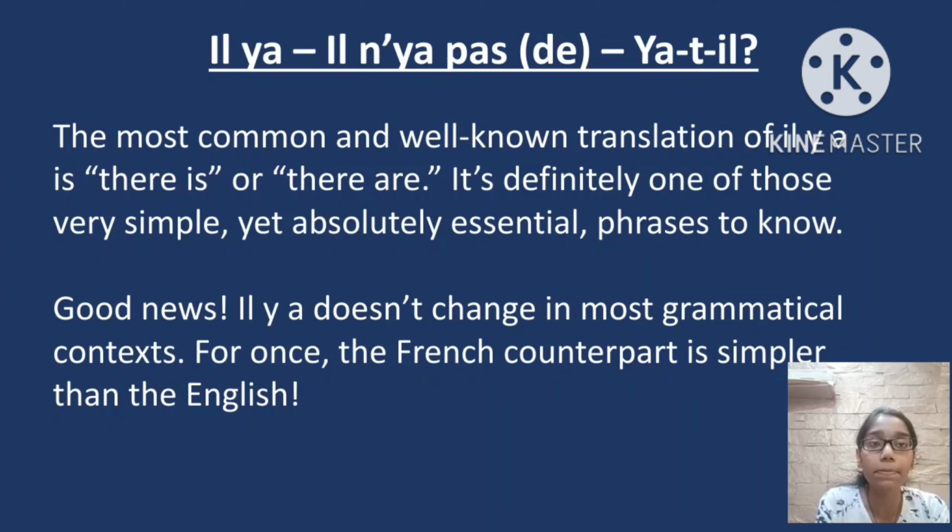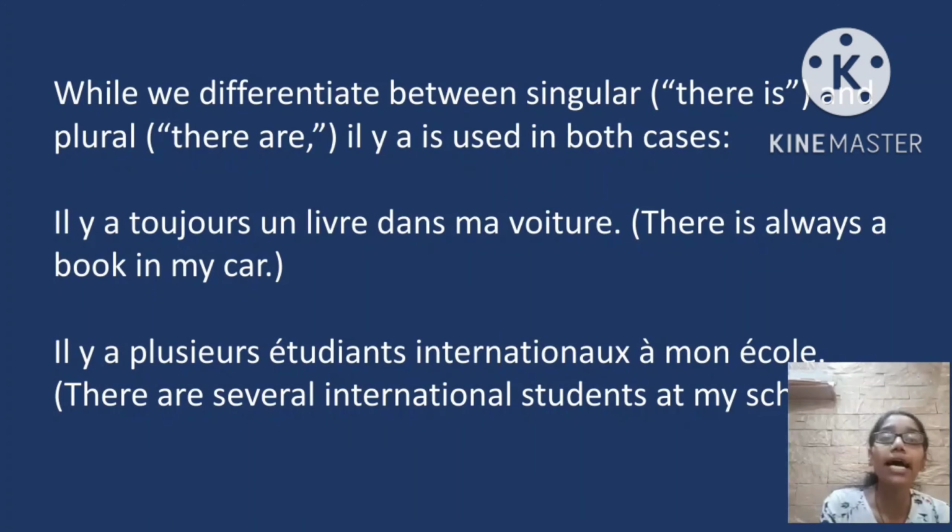Il y a, il n'y a pas, and y a-t-il. The most common and well-known translation of il y a is there is or there are. It's definitely one of those very simple yet absolutely essential phrases to know. Good news is that il y a doesn't change in most grammatical contexts. For once, the French counterpart is simpler than the English. While we differentiate between singular there is and plural there are, il y a is used in both cases.